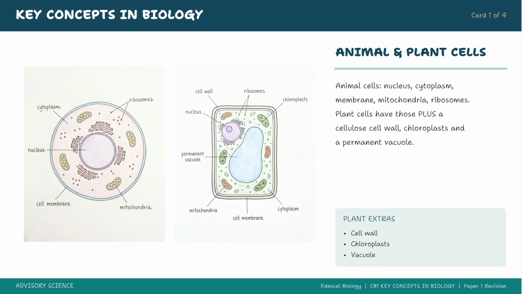And finally, a permanent vacuole filled with cell sap that keeps the cell turgid. When we think of turgid, we're thinking of something tough and a little bit swollen.